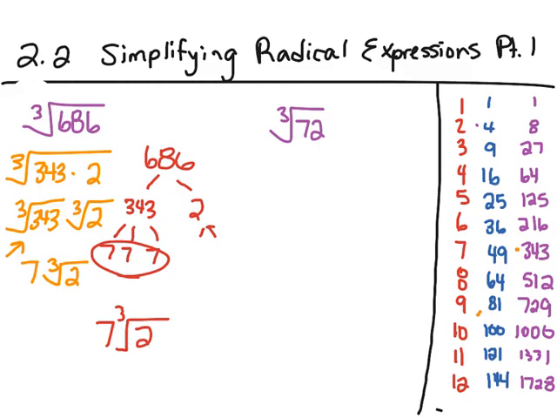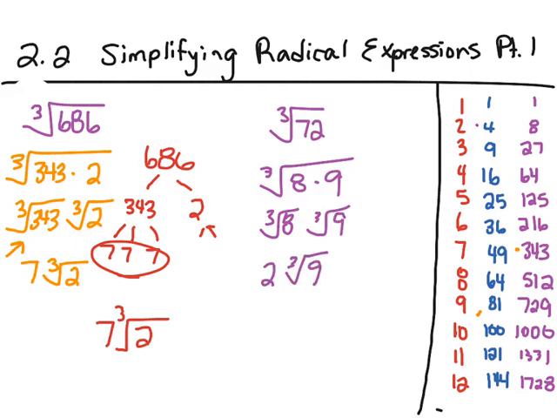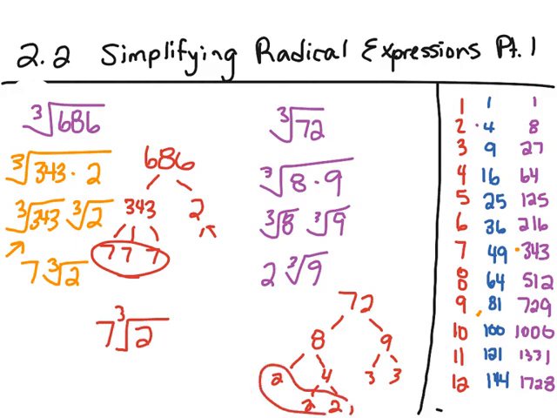So when you have a cube root, you have to have 3 of something to take it out. With 72, 8 goes into it. 8 times 9, the cube root of 8, times the cube root of 9, so 2 cube root of 9. As a factor tree, it'd be 72, 8 times 9, 3 and 3, 2 times 4, 2 times 2. So we have 3 2s and only 2 3s. So you multiply them together and put 9 underneath.